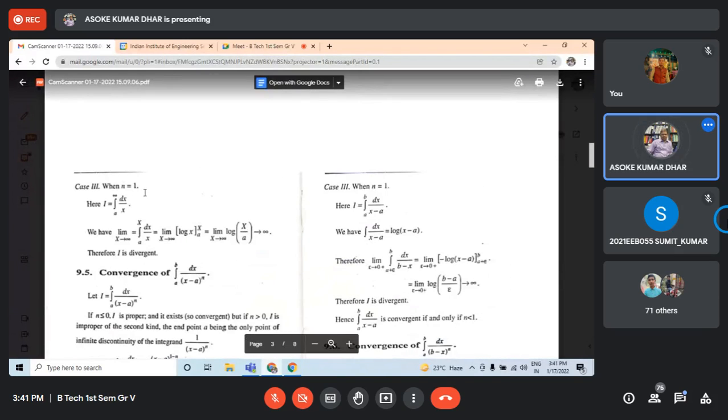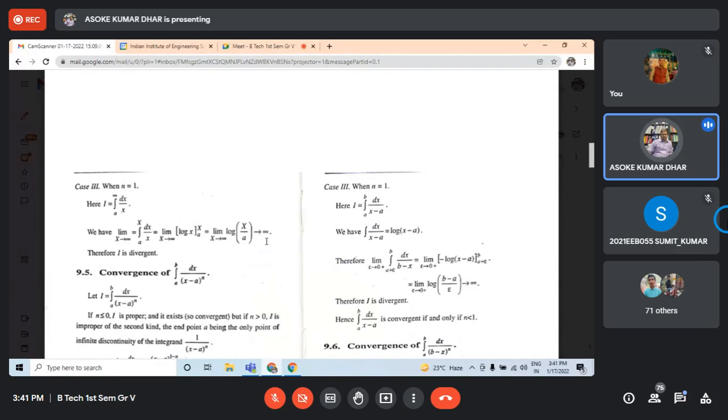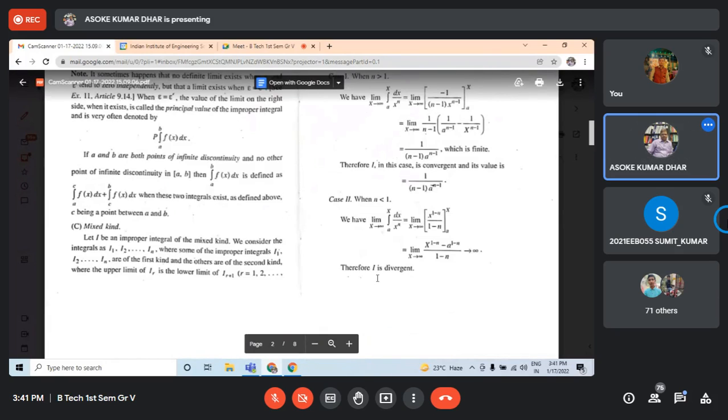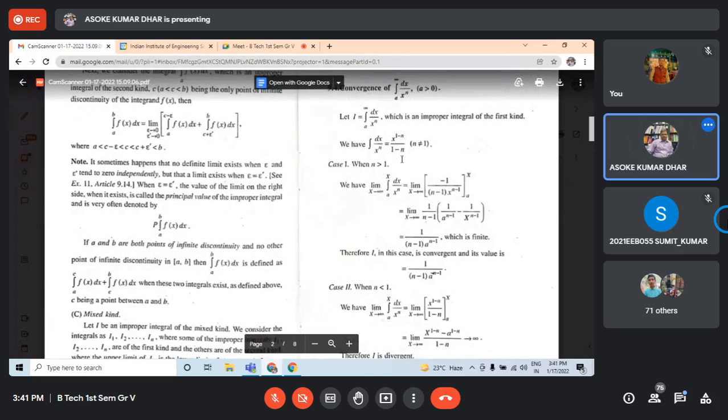For n equal to 1, taking the limit, this is log x. Again, as x tends to infinity, this is infinity. So I is divergent. Therefore, the above integral is convergent for n greater than 1 and divergent for n less than or equal to 1. So I hope the problem is clear. Very simple integration and taking the limit.